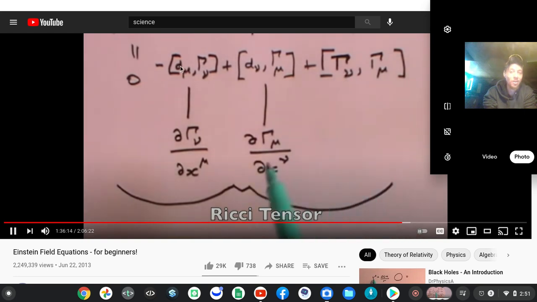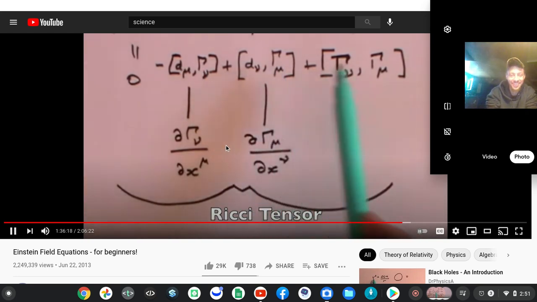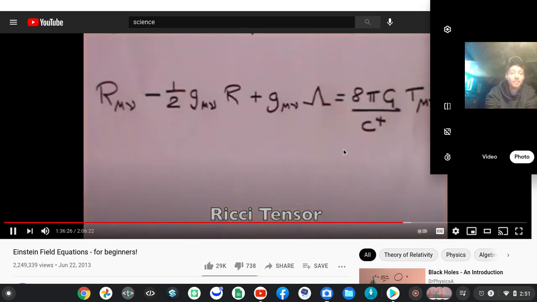The Ricci tensor contains Christoffel symbols and derivatives of Christoffel symbols. And the Ricci tensor, remember, was the term you'd see in the Einstein field equations, which I'm showing you now, just to remind you.